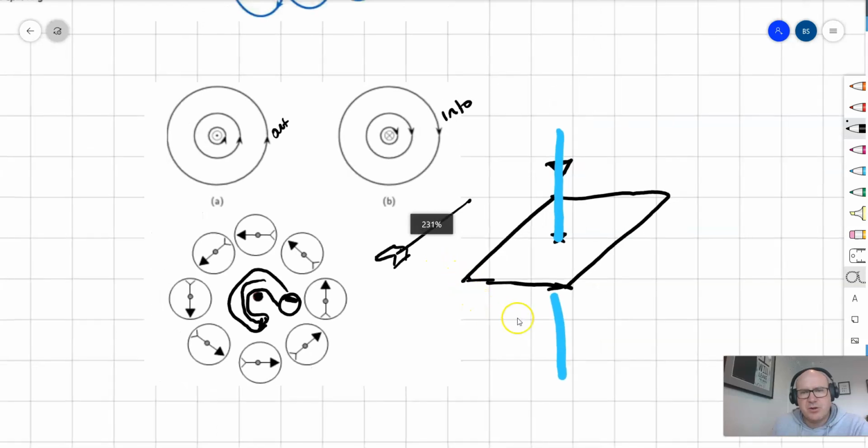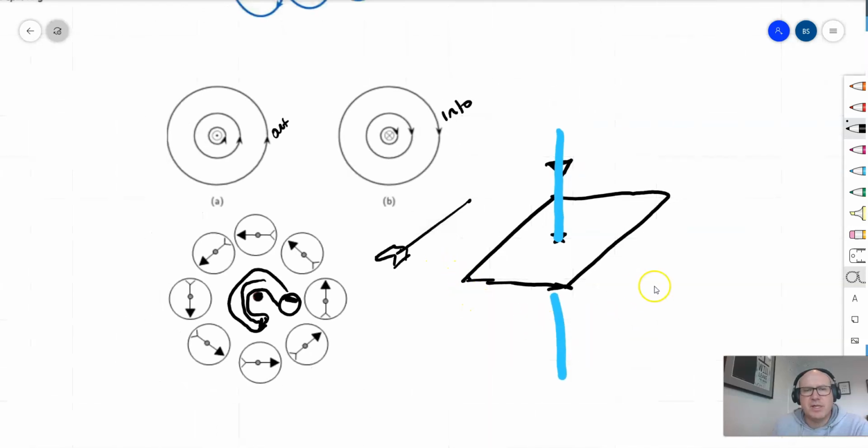How can you make that stronger? Well, you just increase the current. And remember the field lines spread out as you go further out because they get weaker.